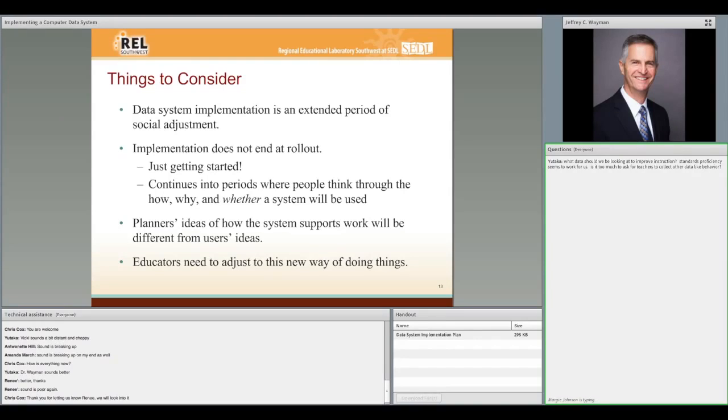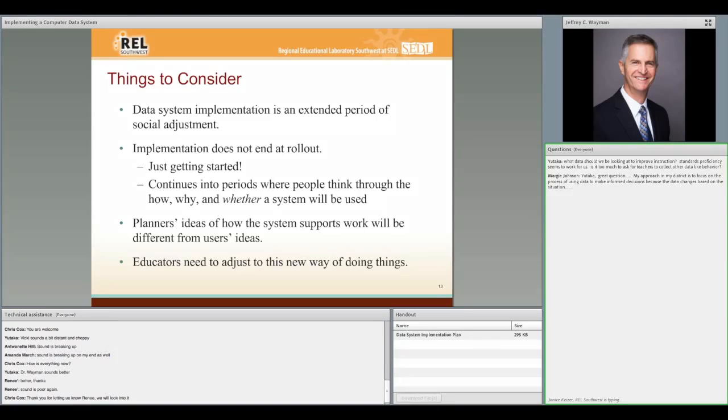Here are some things to consider. First of all, in an article that Vincent Cho and I recently had published in Teachers College Record, Vin wrote this great phrase that I love, that data system implementation is an extended period of social adjustment. What that means is that you don't just stop when you roll it out. In fact, you are just getting started then. You're like Al Pacino in Son of a Woman, right? I'm just getting started. And that's when the fun begins, because that's when we get to talk about the work.